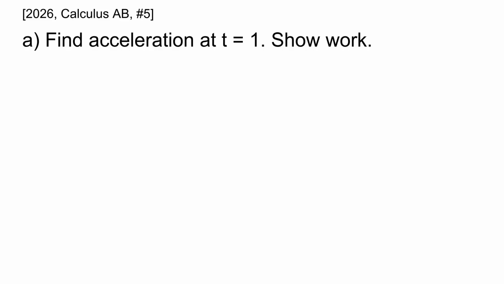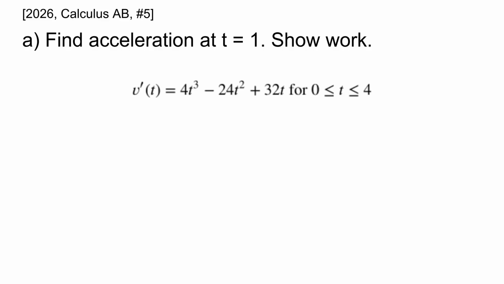In part A of this question, we are asked to find the acceleration of the car at time t equals 1 second and to show the work that leads to our answer. Because v of t is a piecewise function, we have to identify the part of v of t for which t equals 1 is in the domain. For that part, we're going to find the derivative v prime of t, and then we're going to evaluate it at t equals 1.